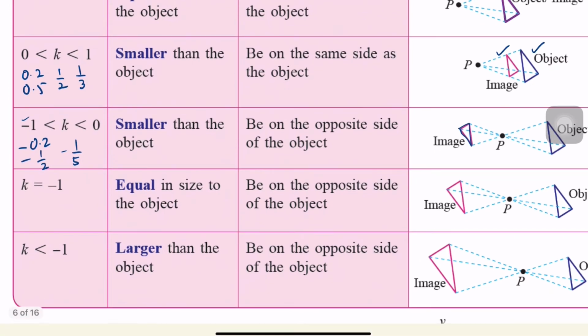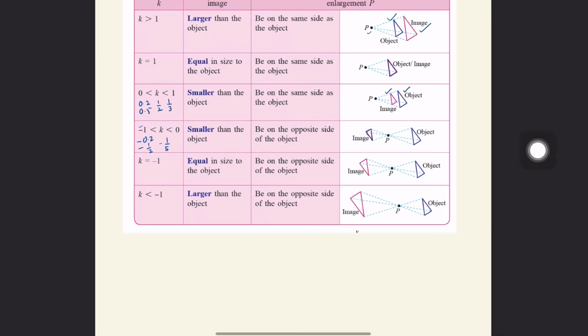And next, when you have K equals -1, the image is equal to the object, but it is on the opposite side of the object. Same size, but on the opposite side and upside down as well. Same as K less than -1, the image is larger than the object and it is on the other side. So basically there are 1, 2, 3, 4, 5, 6 cases of K.